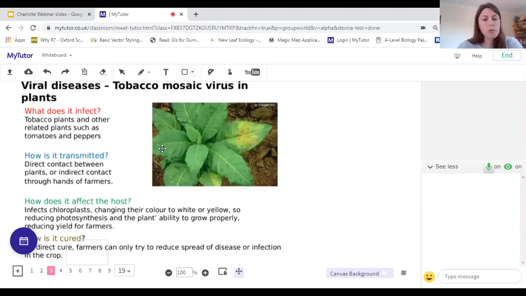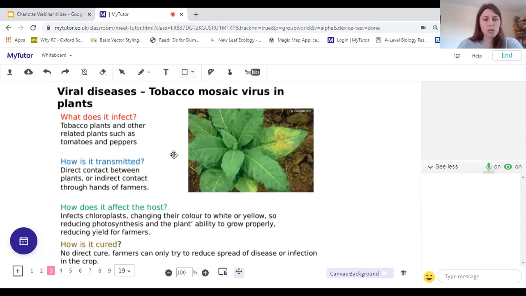So examples of viral diseases, we're going to start with tobacco mosaic virus in plants. Tobacco mosaic virus infects tobacco plants in particular, but also other related plants such as tomatoes and peppers. It's transmitted by direct contact between the plants or indirect contact through the hands of farmers as they're moving around tending their crops.